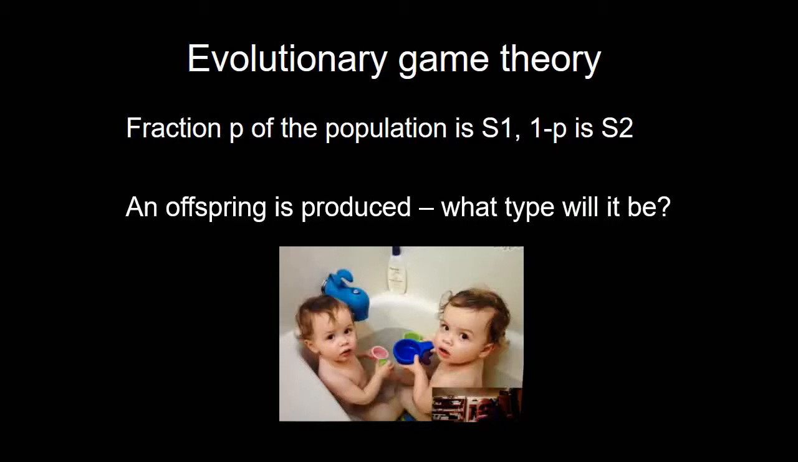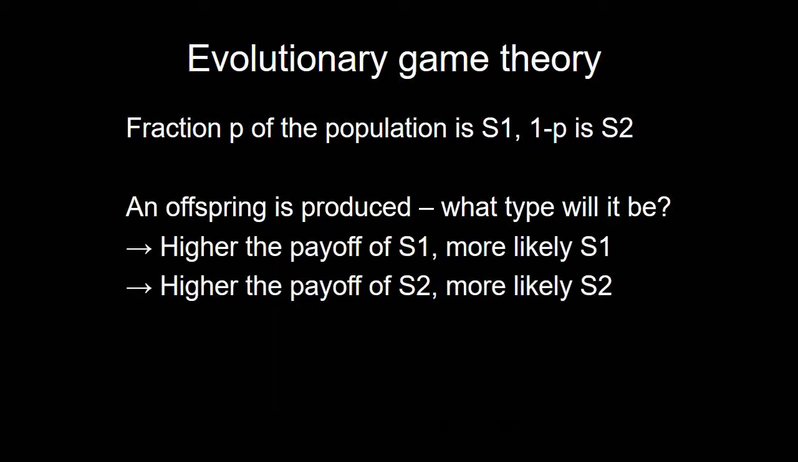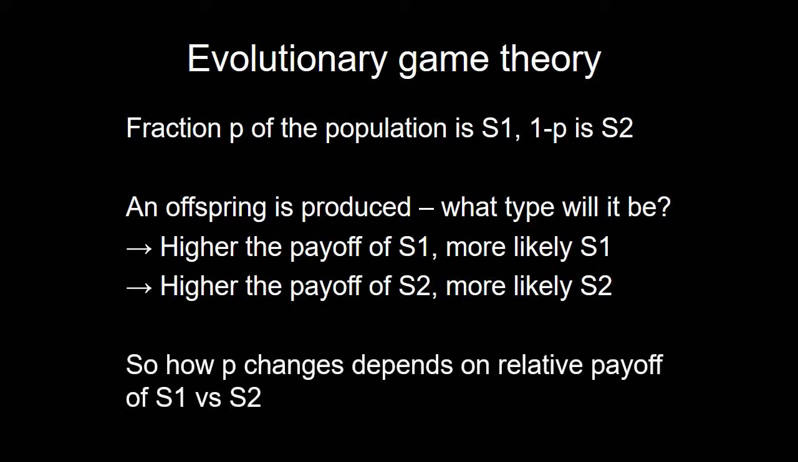More generally, in evolutionary game theory, the payoffs are the numbers of offspring produced, or the probability of offspring being produced. If the payoff of strategy 1 is higher, then it's more likely that any given offspring is of type 1, and p will tend to increase. If the payoff of strategy 2 is higher, then strategy 2 is more likely to produce offspring, and p tends to decrease. So the overall change in p depends on the relative payoffs of the 2 different strategies.